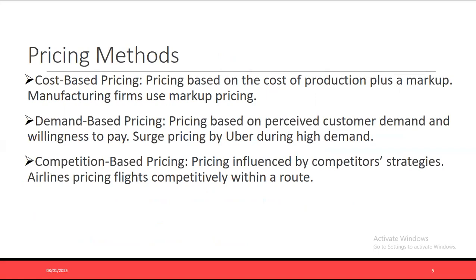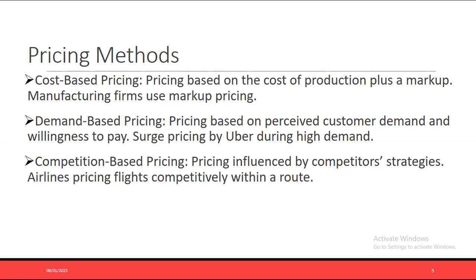So there are some methods of pricing based on the factors we have identified. The first is cost-based pricing. Cost-based pricing is pricing that is based on the cost of production. So you look at all that you spent while you were coming up with a product, and then based on that, you add a markup. That markup, together with your cost, becomes the price at which you sell your product. And this one is most common in manufacturing firms.